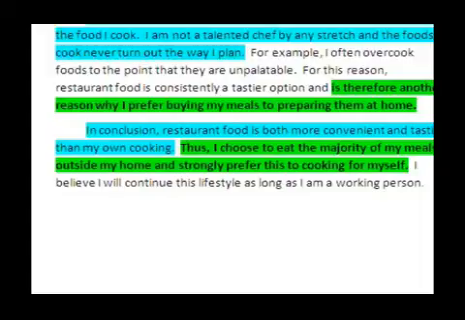I hope this helps you to visualize the way that the sentences connect the different paragraphs together in an argument essay.